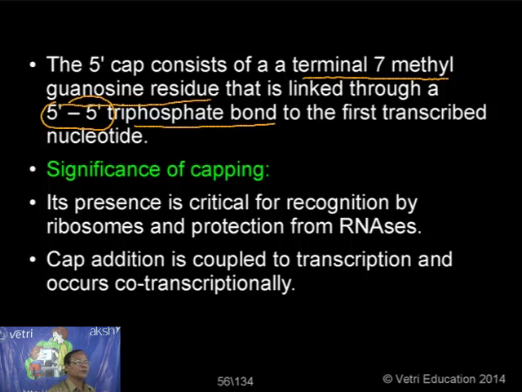So we have two main events in this process. One is the capping process. Another one is the tailing process. Capping occurs at the 5' free end of the mRNA. The tailing occurs at the 3' free end of the mRNA. That occurs after the transcription process, whereas the capping occurs along with the transcription. So it occurs co-transcriptionally.